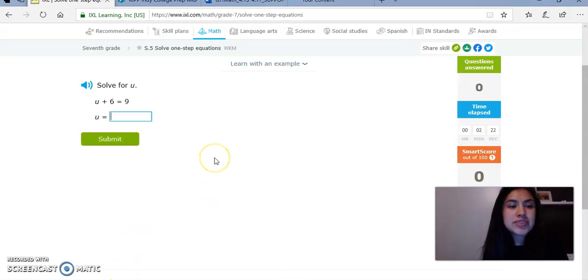So let's look at this one. It says, solve for u. U plus 6 equals 9. So I want to find out what number should go for u in order to make the equation true. So I need to do the inverse of addition, and the inverse of addition is subtraction. So I'm going to subtract 6 to both sides. 6 minus 6 is 0. 9 minus 6 is 3.